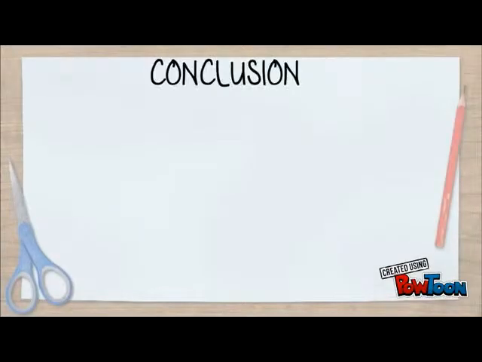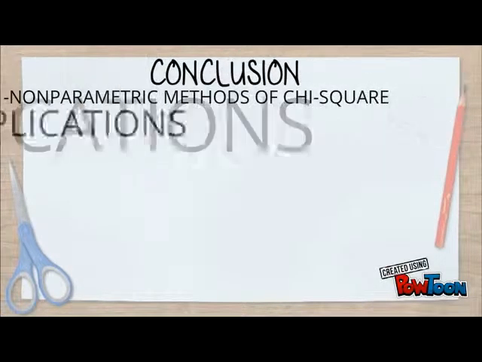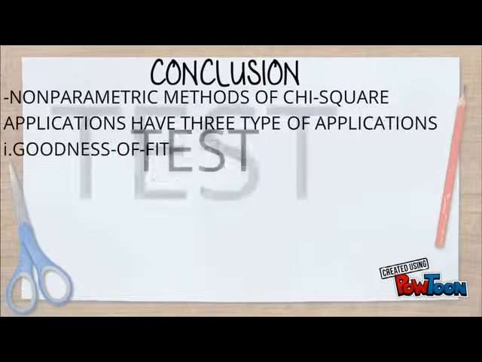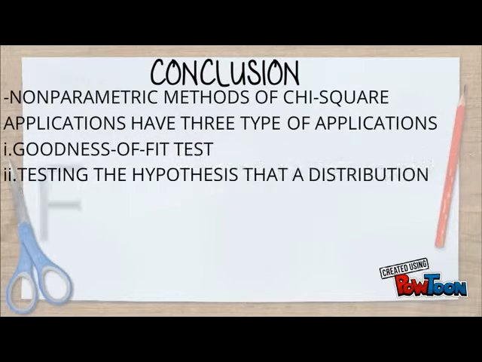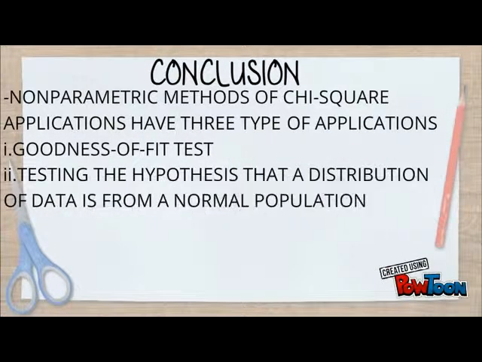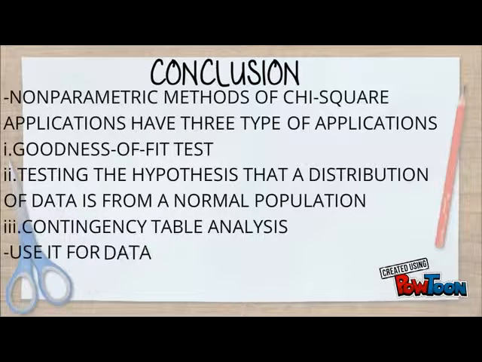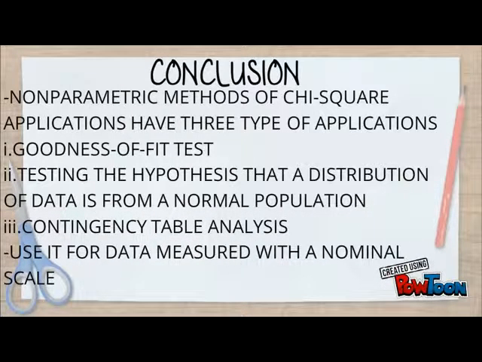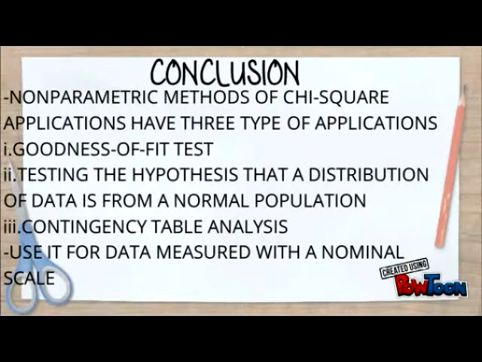Conclusion: the non-parametric chi-square method has three types of application. They are the goodness of fit test, testing the hypothesis that a distribution of data is from a normal population, and contingency table analysis. We use it for data measured with a nominal scale.